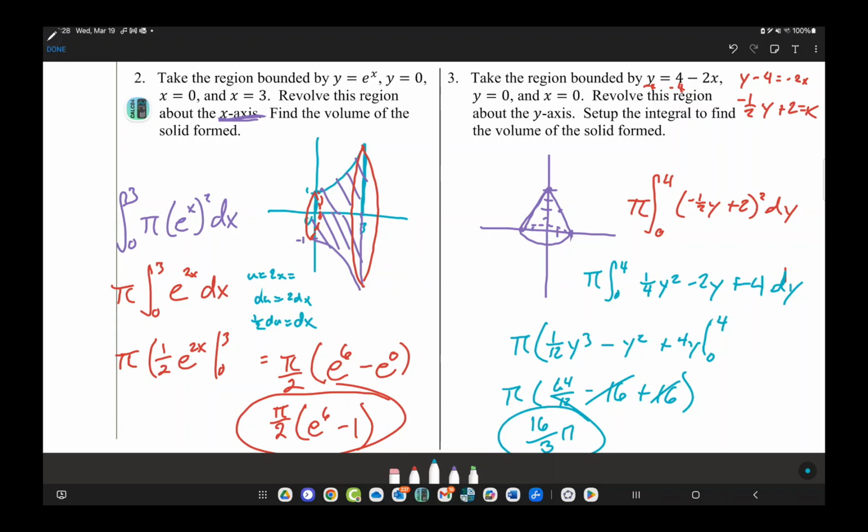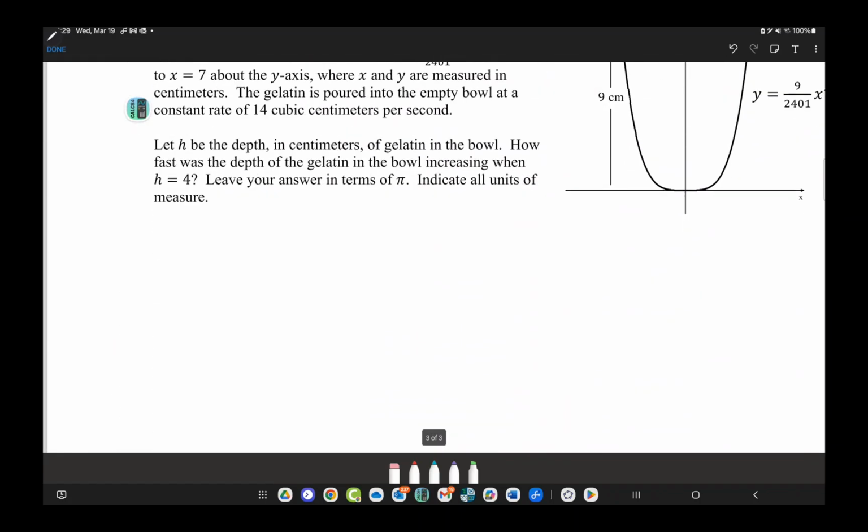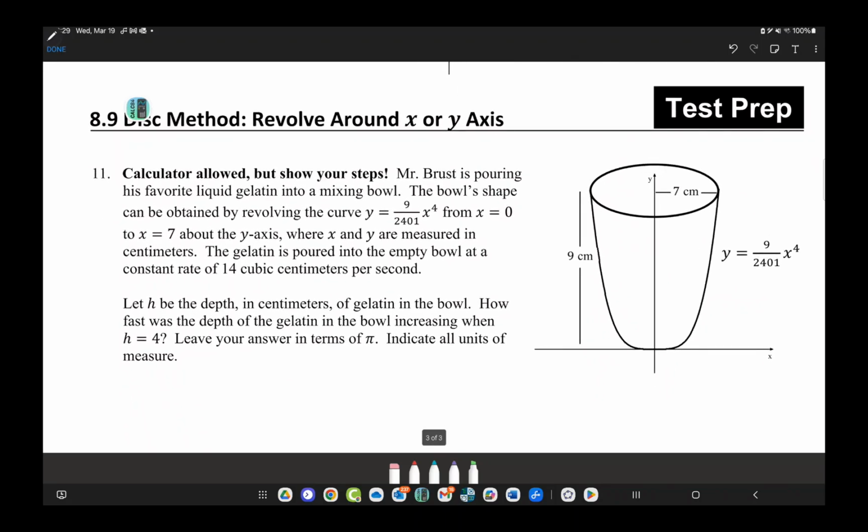That is it for the notes. So let's flip this over, do some practice questions. Can you give the number 11? It says calculator allowed. Okay. Second.